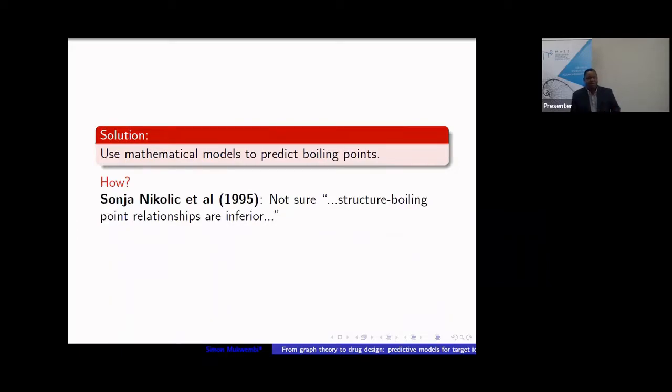That was being worked on by a PhD student then, Wiener, who actually designed what we call the Wiener Index, and so on. But then we noticed that some people tried this game, and researchers such as Nikolic and his colleagues in 1995 actually said they were not sure how to answer this question because the structure-boiling point relationship looks inferior. So we said, aha, we thought this is very easy, but it is not easy at all.